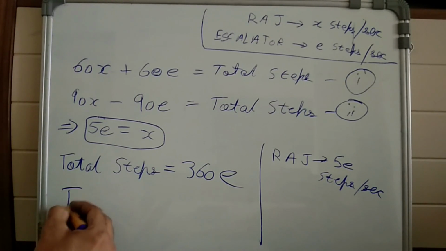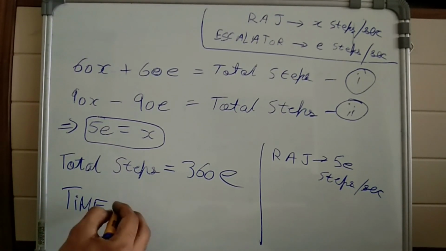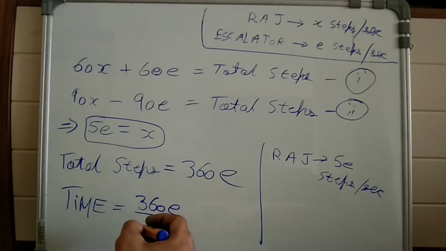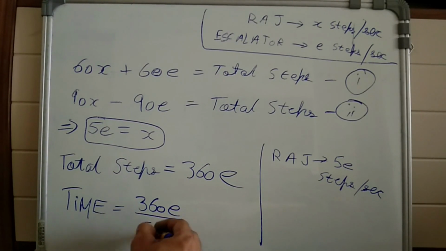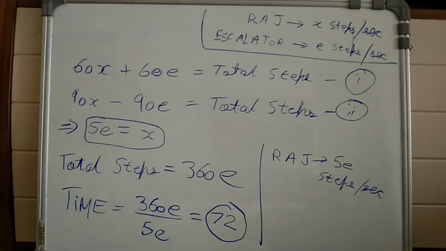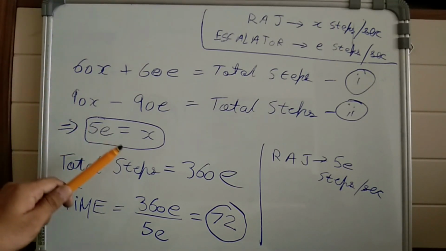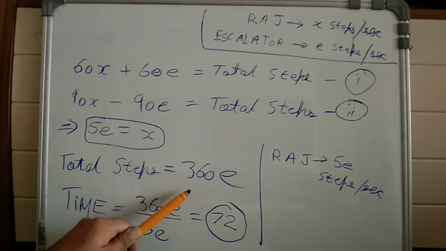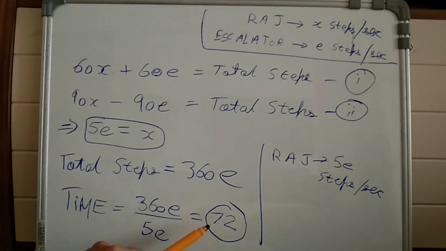So the required time is 360e divided by 5e, that is 72. So 72 is the answer to this particular question. So again, just like the first question, I have equated the total steps, found out the value, and again put that value in the first equation, found out the total steps and divided that with the speed of Raj, and hence I got the value of the required time. So the required time is 72 seconds.